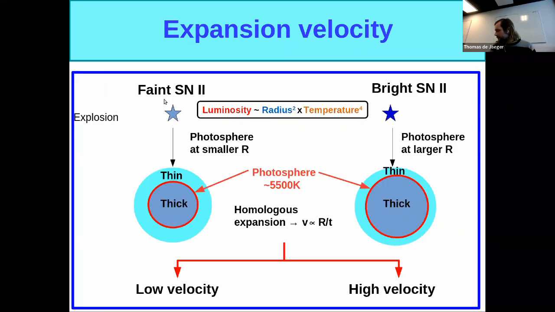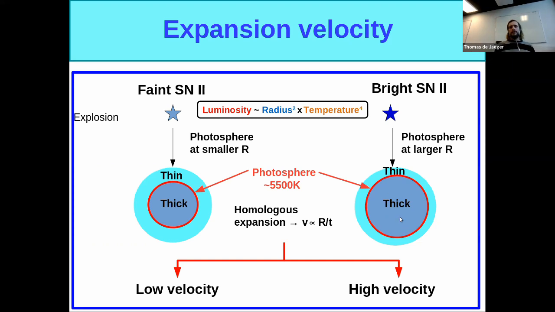So how can we calibrate the type 2 supernova, because as I've shown, they are not standard candles. Imagine you have two supernovae, one faint and one bright. You know that the photosphere is always around 5,000 Kelvin, the temperature of the hydrogen recombination. So the temperature is the same. If the luminosity is smaller, it means that the radius is smaller. So the photosphere for the faint type 2 will be at a smaller radius than the one for the bright supernova.